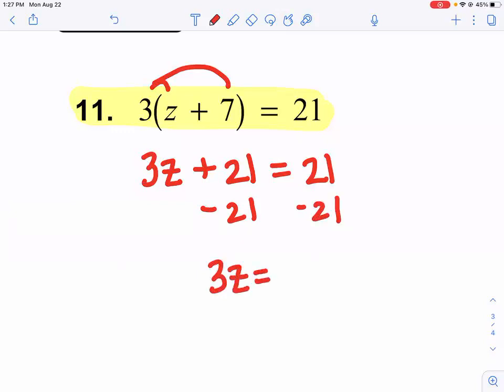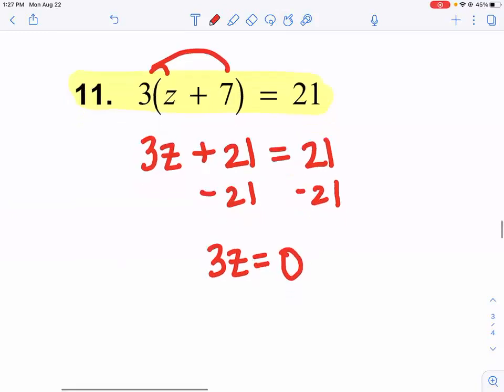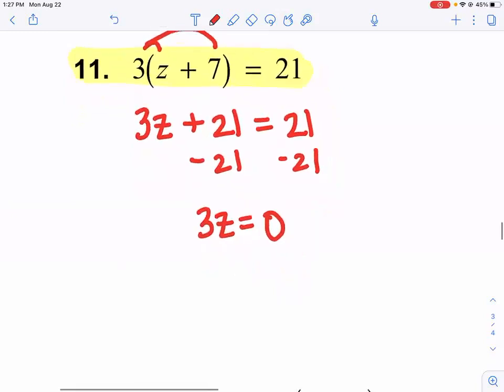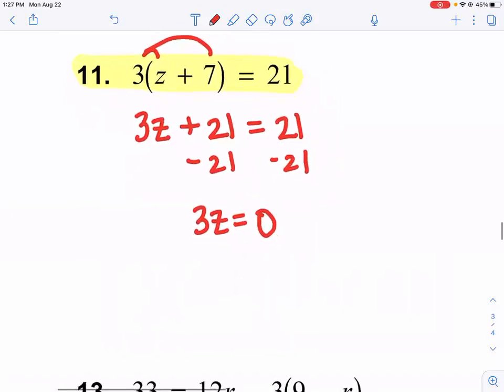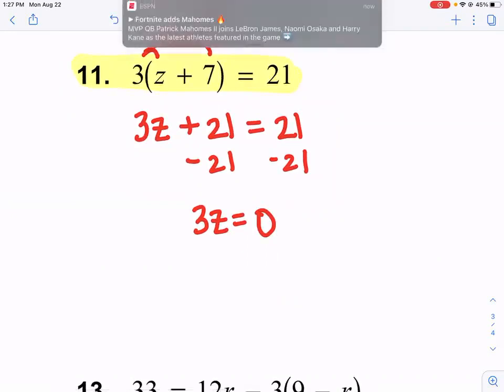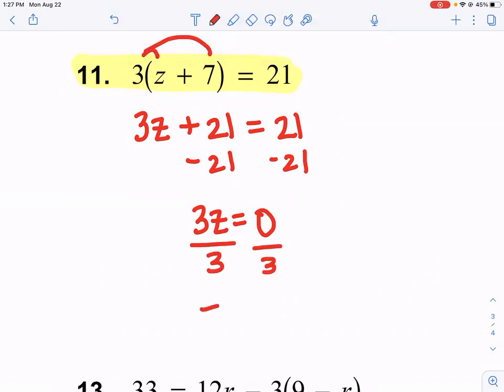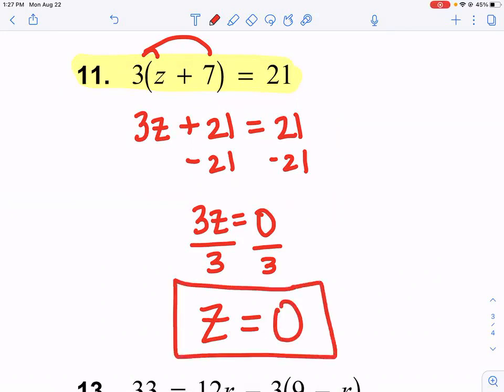Oh dear. Colin, what's happening? What do we have? We have 0. No problem. That's okay. Because if 3z equals 0, we're still going to do the same thing where we're going to divide by that coefficient to get z by itself. And what's 0 divided by 3? 0. That's okay.